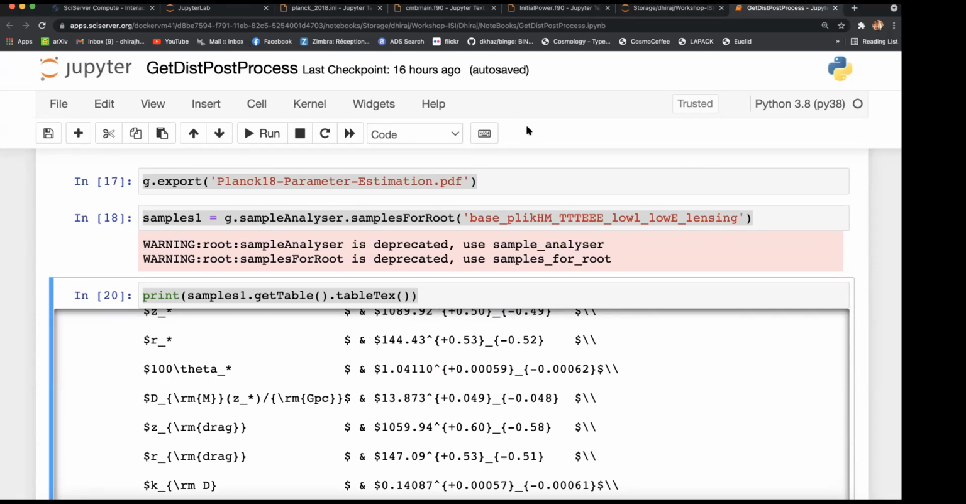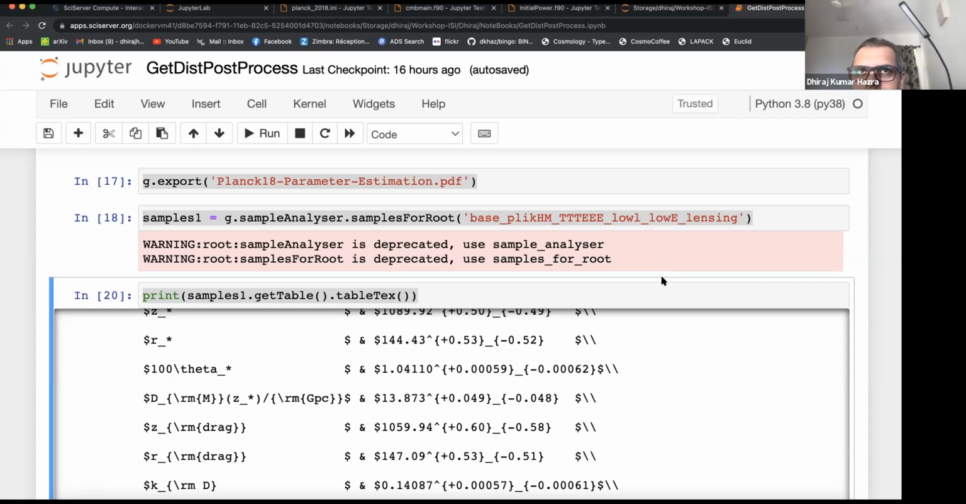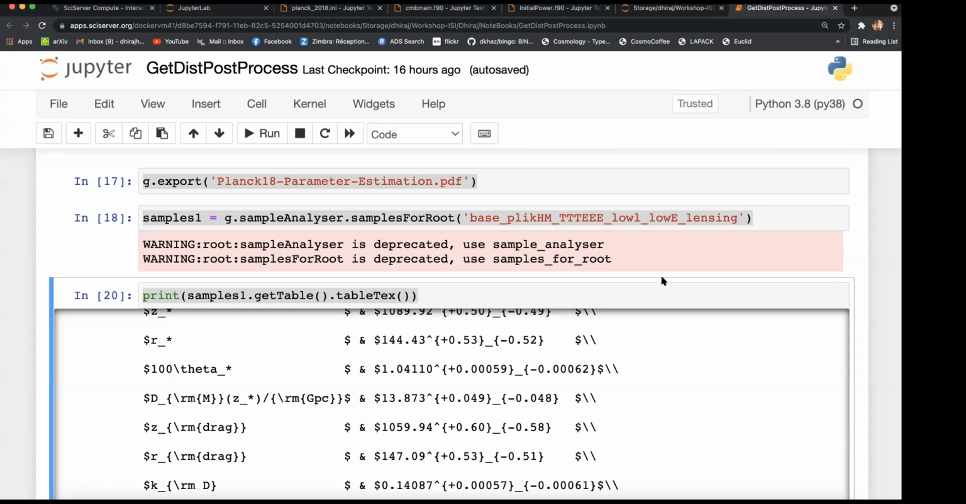Okay, sure. Sir, it is said that there is around 5 sigma tension between the local measurements and the CMB measurements for H0. So what is that 5 sigma? Can you explain?